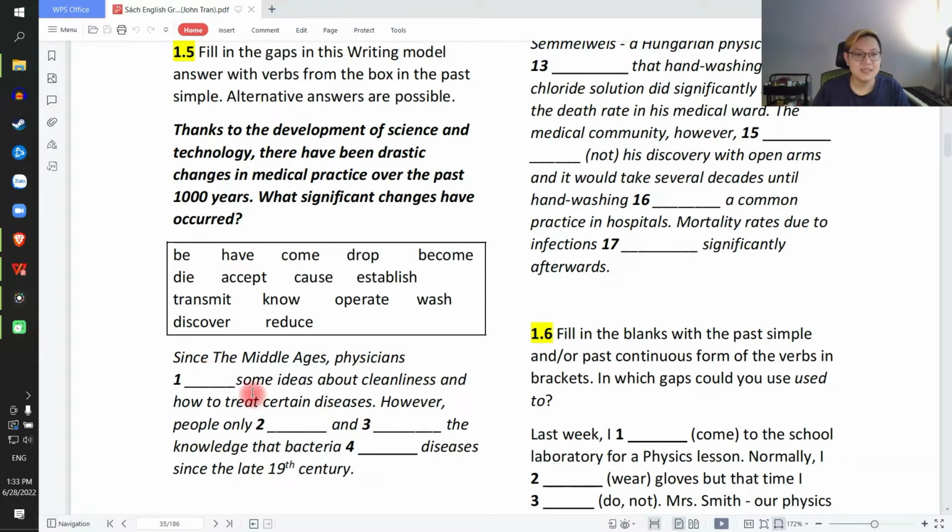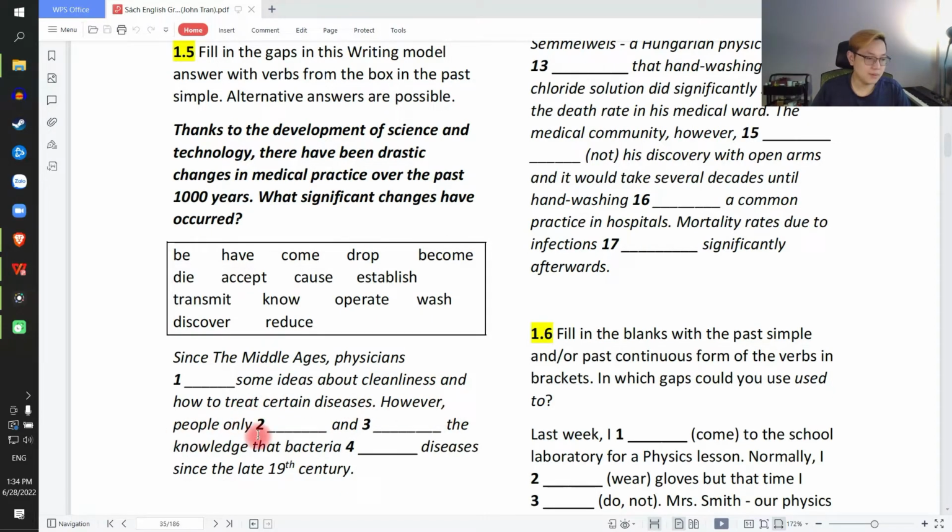Okay, so number one, since the Middle Ages, physicians had some ideas about cleanliness and how to treat certain diseases. Từ khi cái thời Trung Cổ, tức là từ năm 1000 năm 1500 á, like the Middle Ages is from the year 1000 to 1500. Từ thời Trung Cổ, những người bác sĩ, những người chữa bệnh physicians đã có một số ý tưởng về cái sự sạch sẽ và làm thế nào để mà điều trị một số căn bệnh.